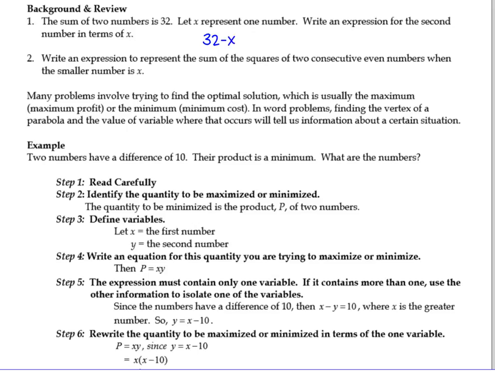Because the sum of the two, right? So if the second number was y, you could say x plus y equals 32, right? If you did let the second number be y, then x plus y equals 32, which gives us y equals 32 minus x. Same idea. So in terms of x, 32 minus x.